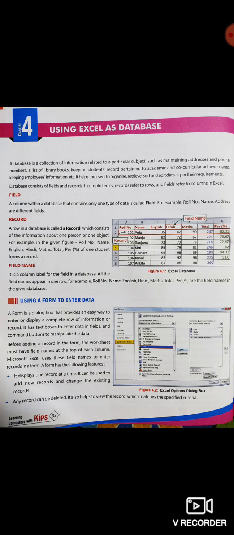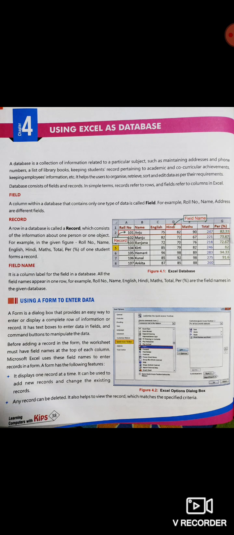Okay, so what are the features of a form? A form has a few features, like it displays one record at a time. It can be used to add new records and change the existing records also. So what are the features of a form? A form not only can display one record at a time, it also helps to enter data, or it also helps to change or modify the existing data. Okay, so this is one of the features of a form.